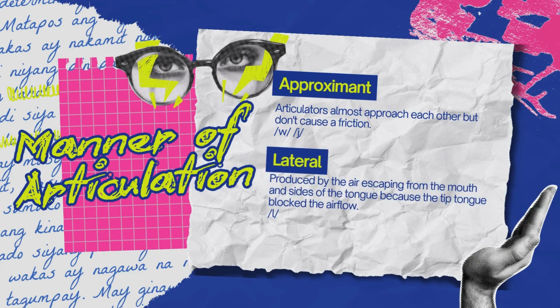Next, we have lateral, which is produced by the air escaping from the mouth at the sides of the tongue because the tip of the tongue blocks the airflow. For example, l.